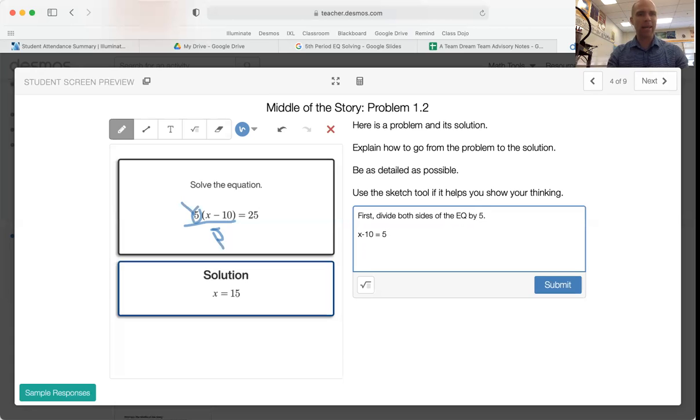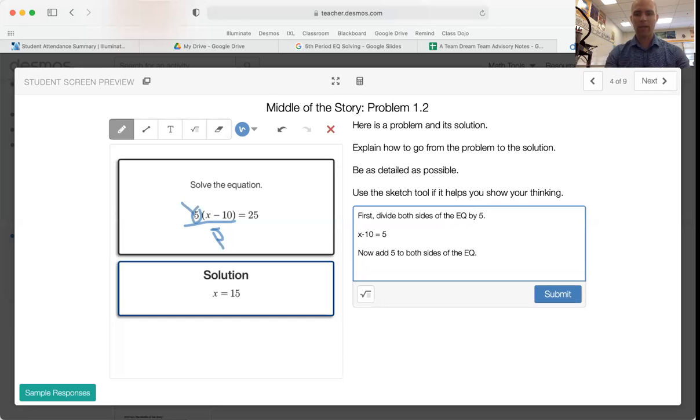Now we just want to add that 10 to get it away from the x, right? That minus 10. So now add 5 to both sides of the EQ. And we're left with x equals 15. There it is. All right, let's do the next one.